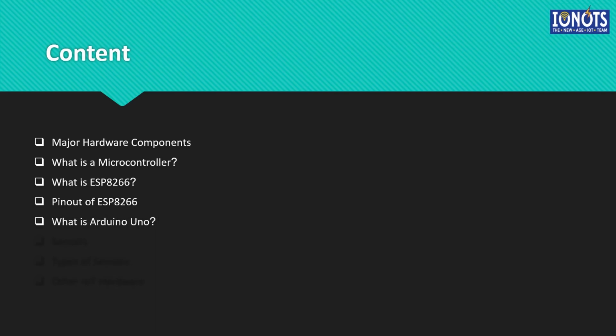Number 5, what is Arduino Uno? Number 6, what are sensors? Number 7, what are the different types of sensors? And finally, what are the other IoT hardware components?